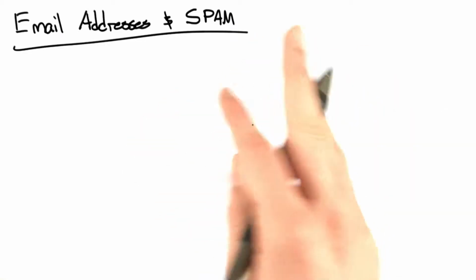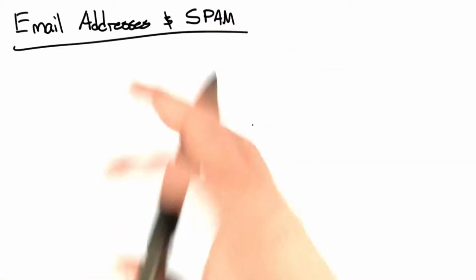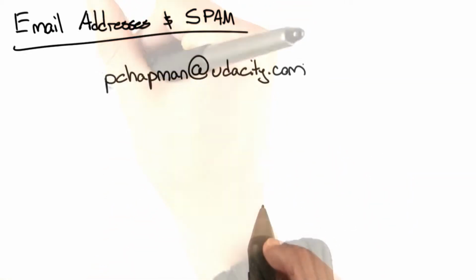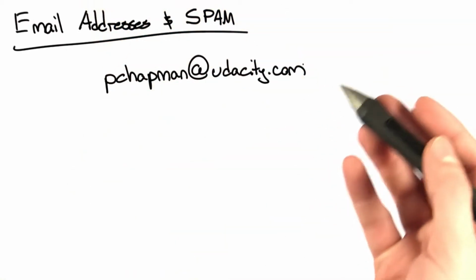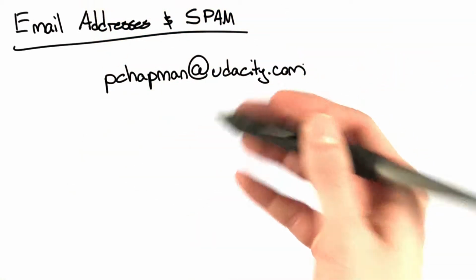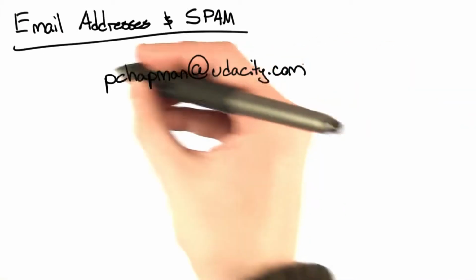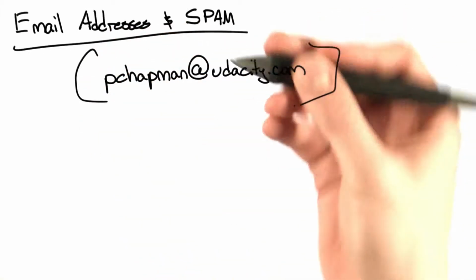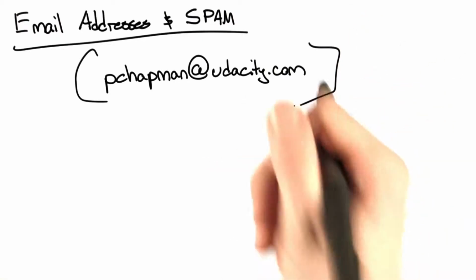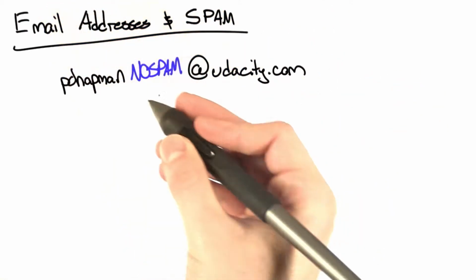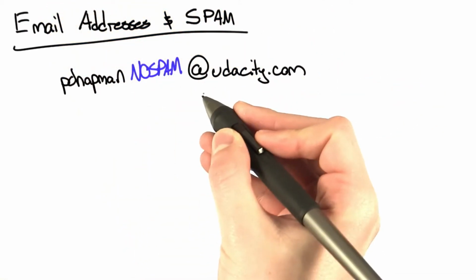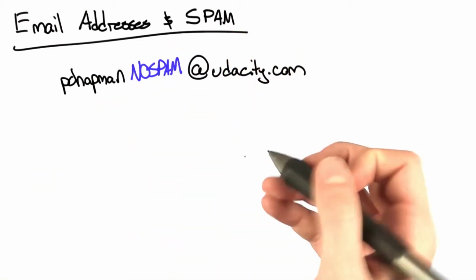So in this problem, we're going to build a bit of a spam bot. So let's take an email address. Let's take my email address. And let's say I post this on the internet. But I don't want an automatic robot to go from every page, see my email address, and then start sending me spam. So I come up with the solution to insert the characters "no spam" somewhere in my email address.